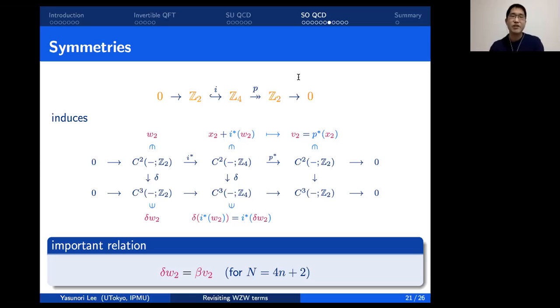But one can completely forget about these details, and just remember that there's such a non-trivial relation between the characteristic classes controlling the lift of each bundle for the 2 mod 4 case, so the Spin(4n+2) case. For the 0 mod 4 case, there's no such relation, and W2 and V2 are completely independent. And with this, we are finally ready to analyze the mixed 't Hooft anomaly.